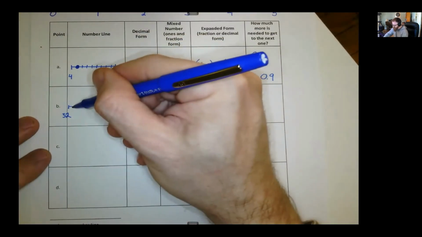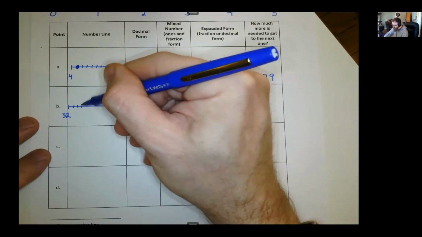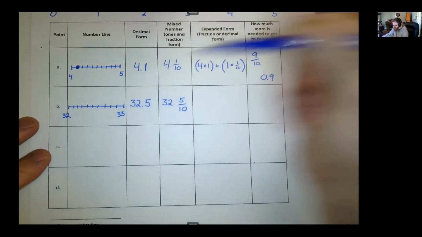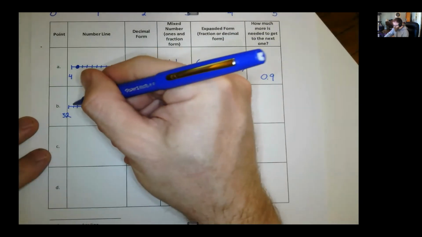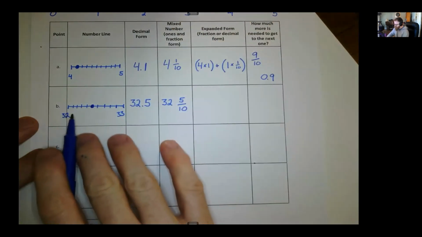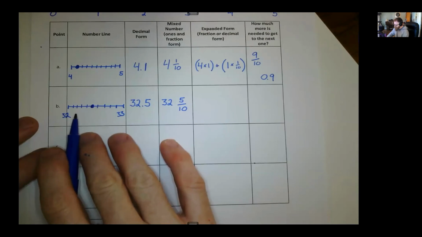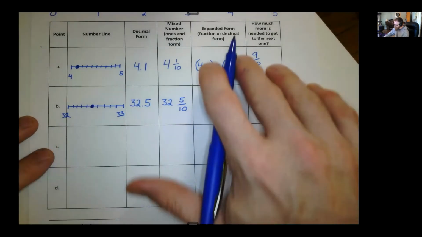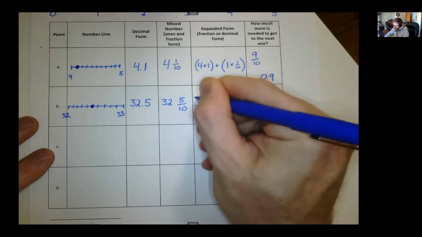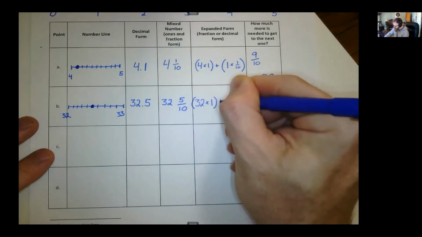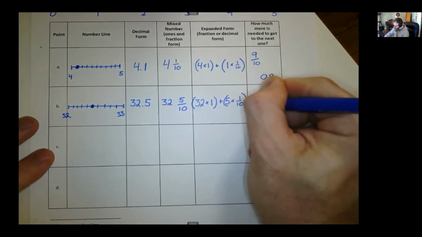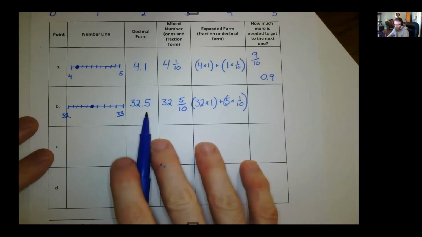Separate your number line again as neatly as you can with 9 lines. 32 and 5/10. Count 1, 2, 3, 4, 5. Mark its point with a big circle. In expanded form, we have 32 times 1 plus 5 times 1/10 gives us 32 and 5/10.